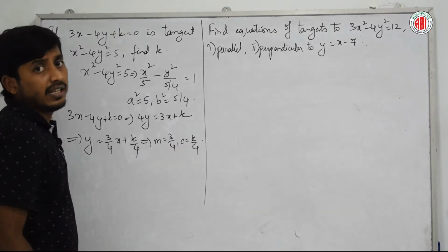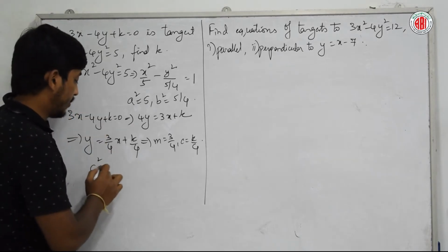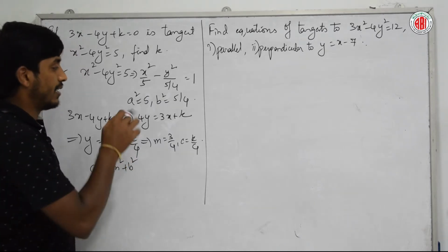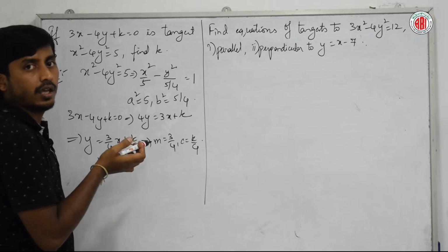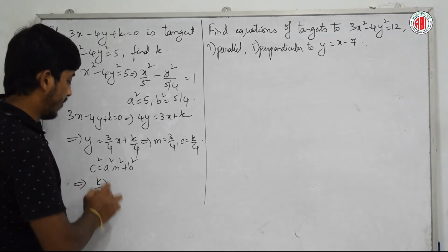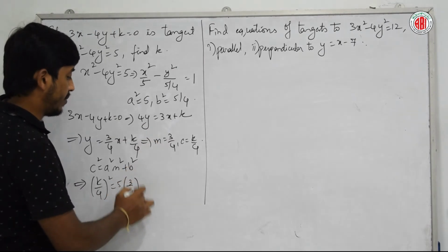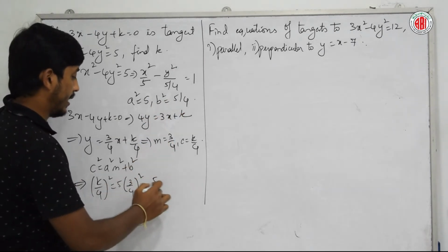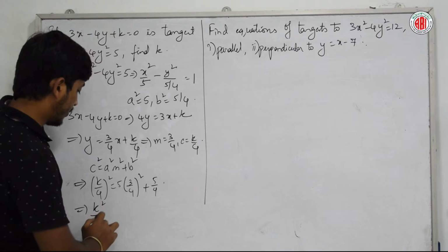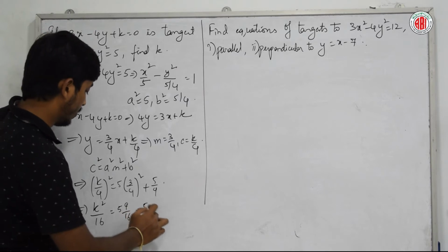Now what is the condition that this equation is a tangent to this hyperbola? It is c square is equal to a square m square minus b square. Isn't it? So let us substitute everything and simplify to find the value of k. So c square is k by 4 whole square, a square is 5, m square is 3 by 4 whole square, b square itself is 5 by 4. So let me simplify. k square by 16 is equal to 5 into 9 by 16 minus 5 by 4.